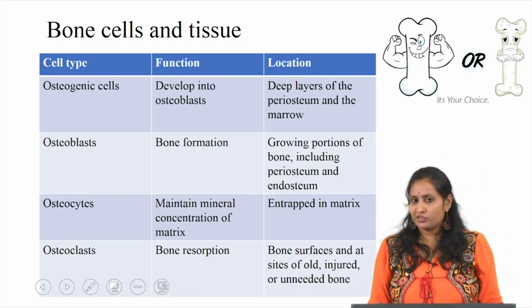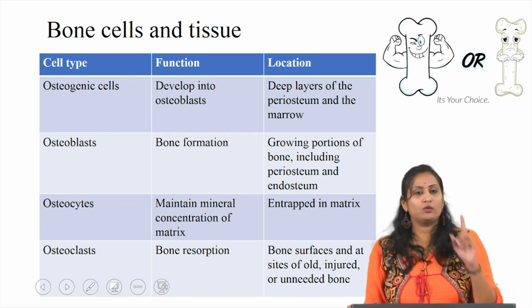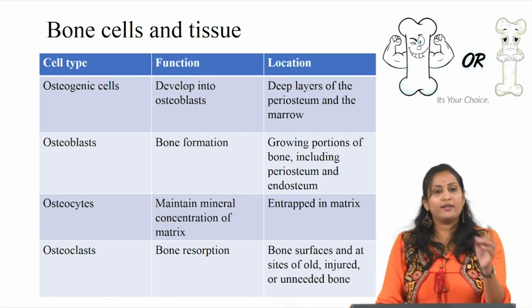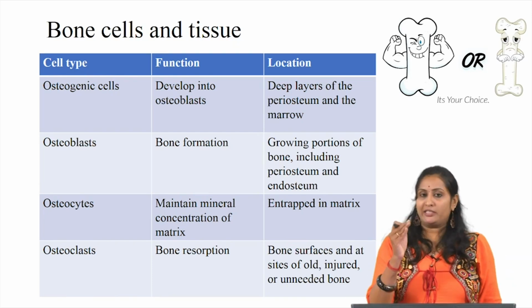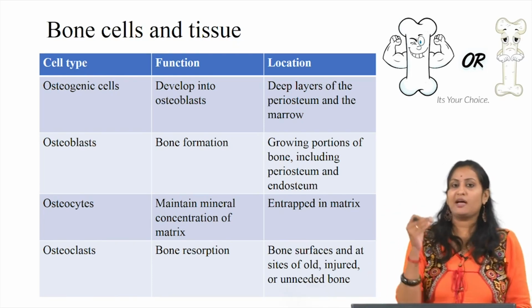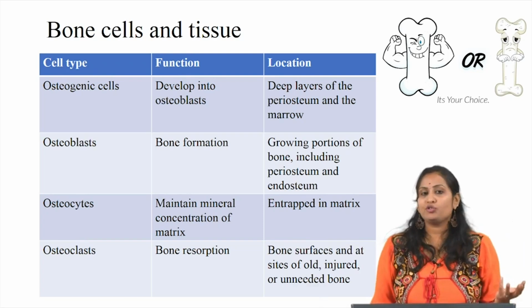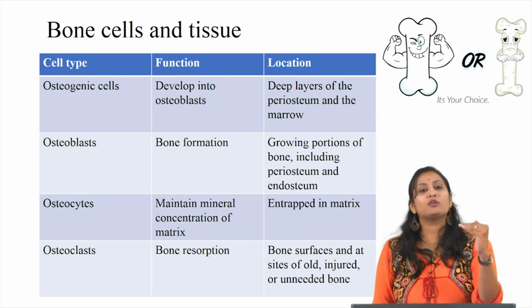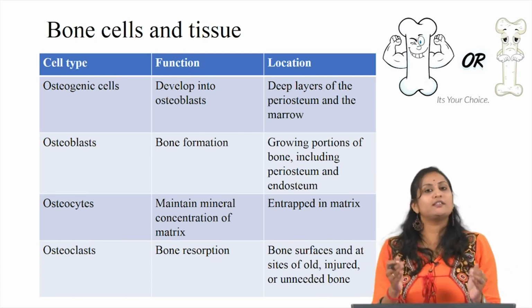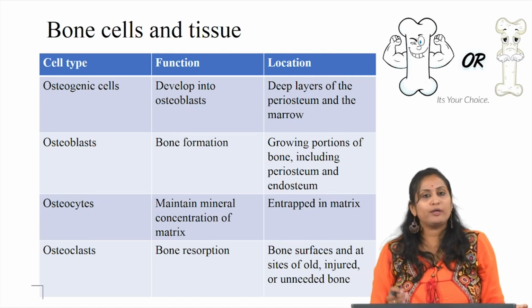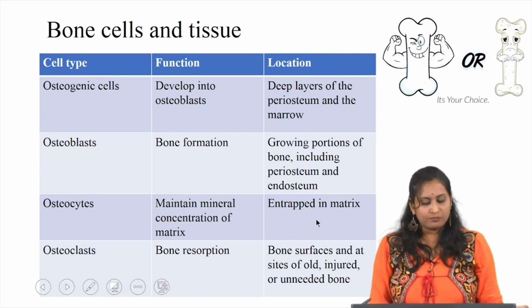So, this reviews the cell types, their functions and locations in the bone. The first cell type is the osteogenic cell. As I said, it is the only cell that can divide and it develops into osteoblasts. It is present in the deep layers of the periosteum and the marrow. And the next is the osteoblast cells, which are responsible for the formation of bone and are present in the growing portions of bone, including the periosteum and endosteum.